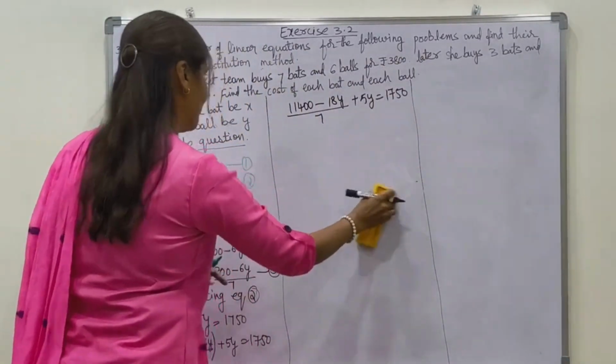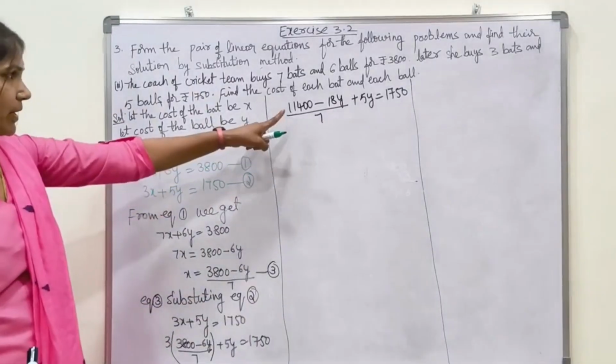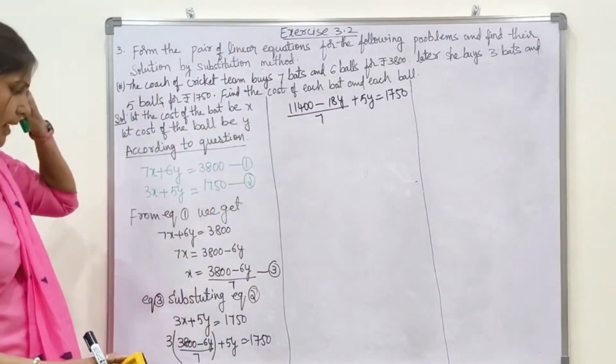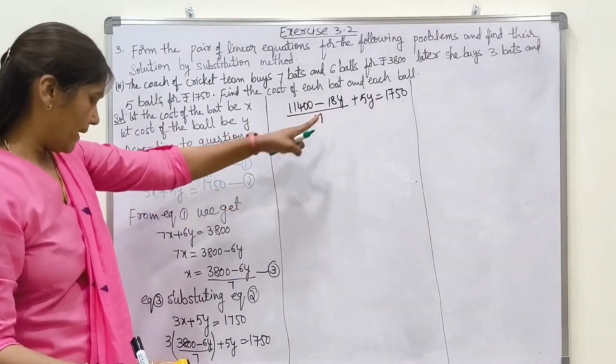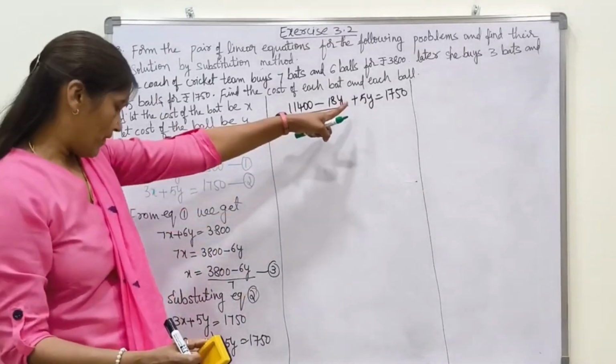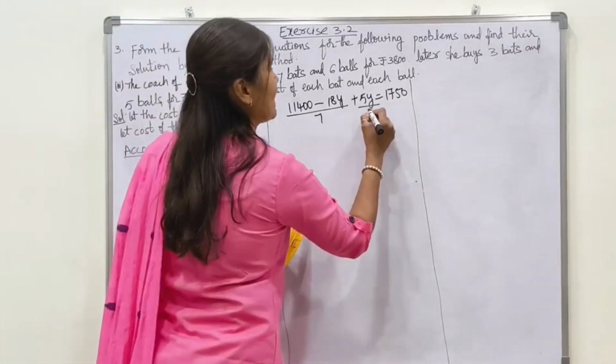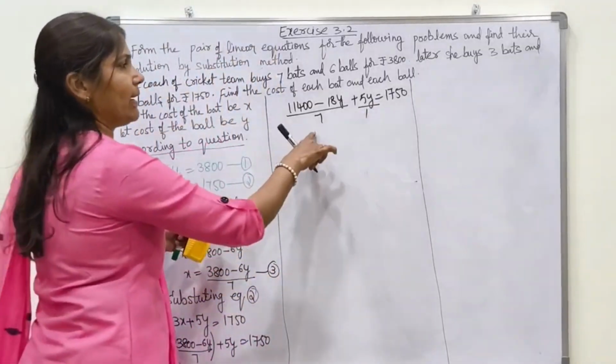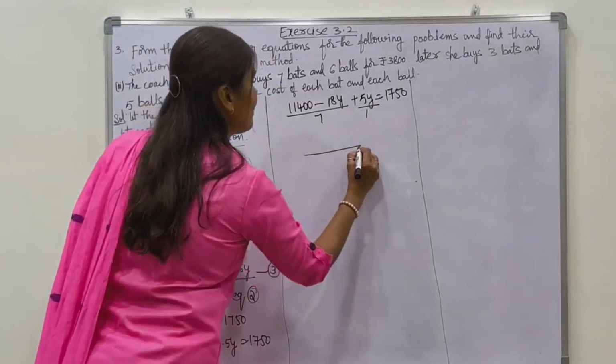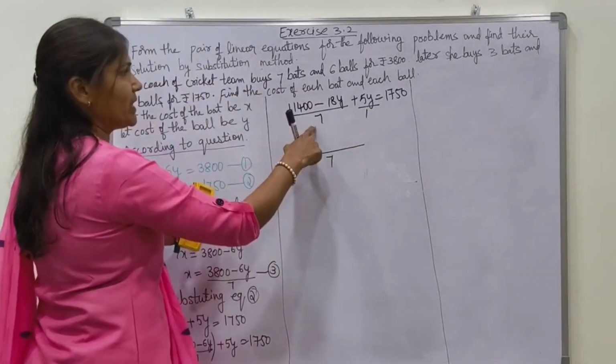See here, these 2 multiplied means you have got 11,400. Next 3 6s are 18y divided by 7. This is 5y as it is. Next we are writing this one. Now here what is the change there? Down nothing is 1, right. 7 and 1 LCM. What is the LCM? 7 is the LCM. 7 1s are 7.